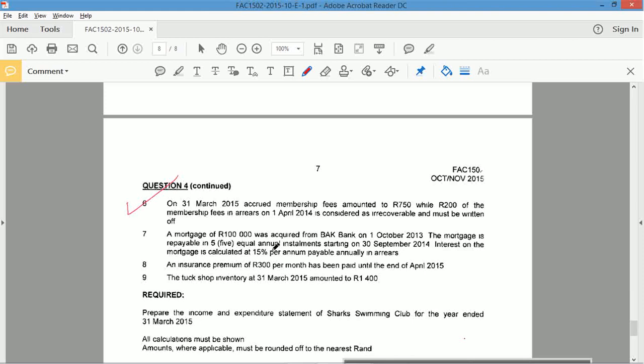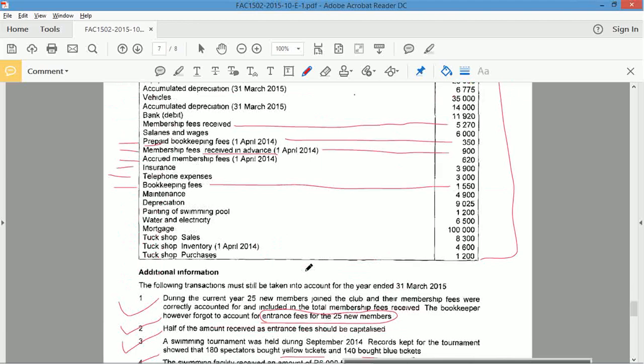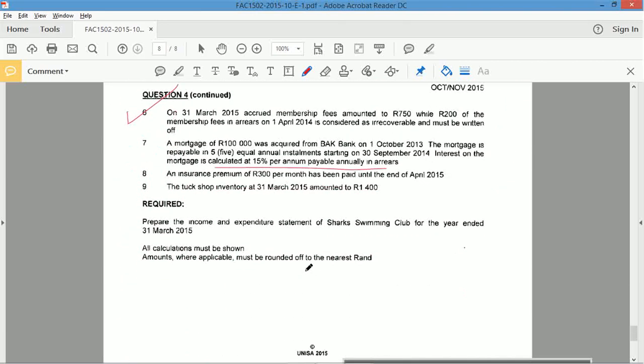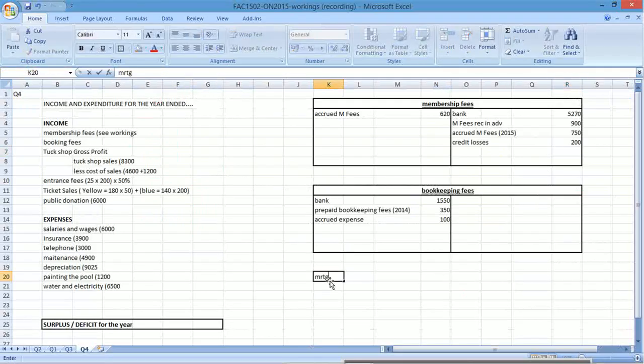The mortgage of 100,000 was acquired by B. The mortgage is repayable in 5 annual installments. Interest on the mortgage is calculated at 15% per annum. We need that. So the mortgage was 100,000. Yes, it was. So 100,000 mortgage, interest equals 100K times 18%. Was it? 15%. 100,000 times 15%. It's 15,000.